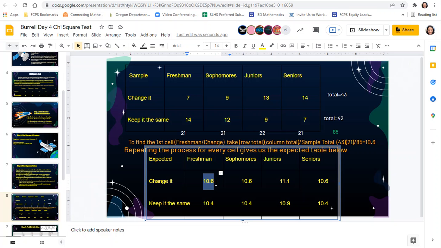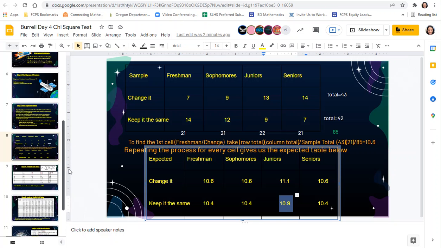All right, raise your hand if you got 10.6. 1, 2, 3, 4, 5. Good. Raise your hand if you got something different. Okay. All right, and so that's how it works. If I want to get this number down here, this 10.9, my column total is 22 and my row total is 42. I multiply those numbers and then I divide by 85. So this gives us the expected values. It's a little bit more tricky than the expected values for the M&Ms. We're going to be doing that in your classwork today too.